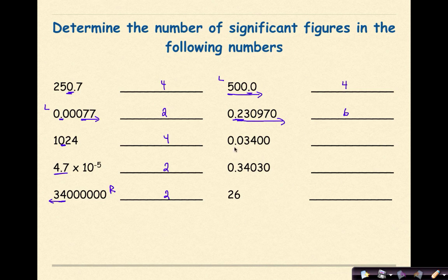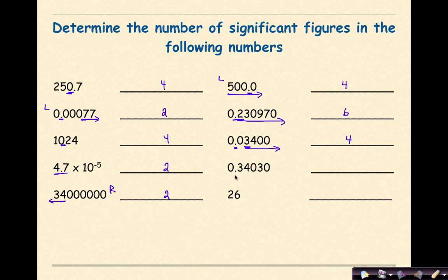Same situation down here. A decimal is present. I'm going to go across until I hit my first non-zero number, which is 3. That 3 and everything past it is significant, which means there are 4 significant figures here.